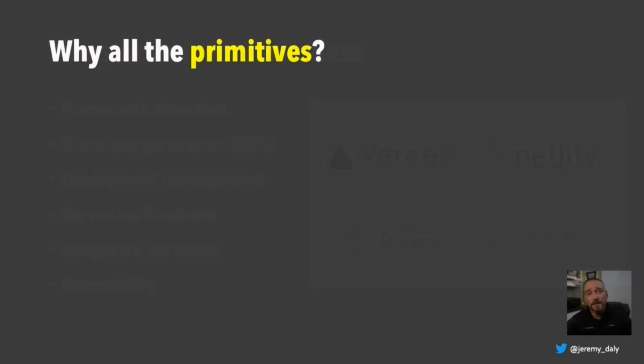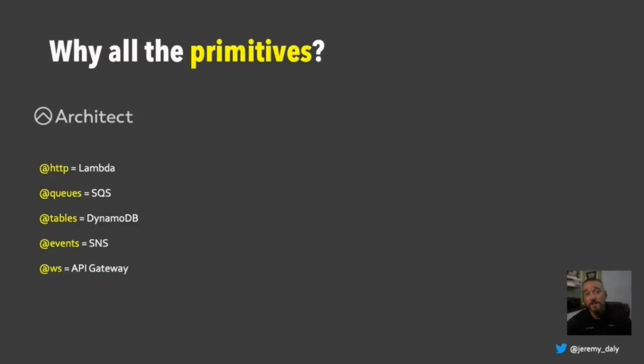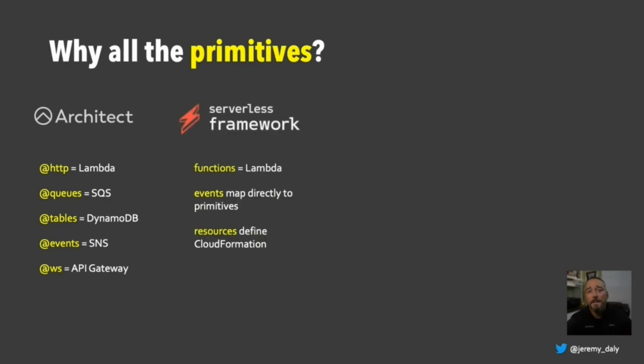So I want to take a second, though, to talk about primitives, right? So if you think about the Architect framework, then their HTTP handler maps directly to a Lambda function. Their queues map to SQS, tables to DynamoDB, and so forth. And I'm not just picking on them. Serverless Framework, for example, all the functions, those map to Lambda functions. Events map directly to the primitives for whatever those events are, if it's an SQS queue or EventBridge or something like that. And then any additional resources you define in CloudFormation.